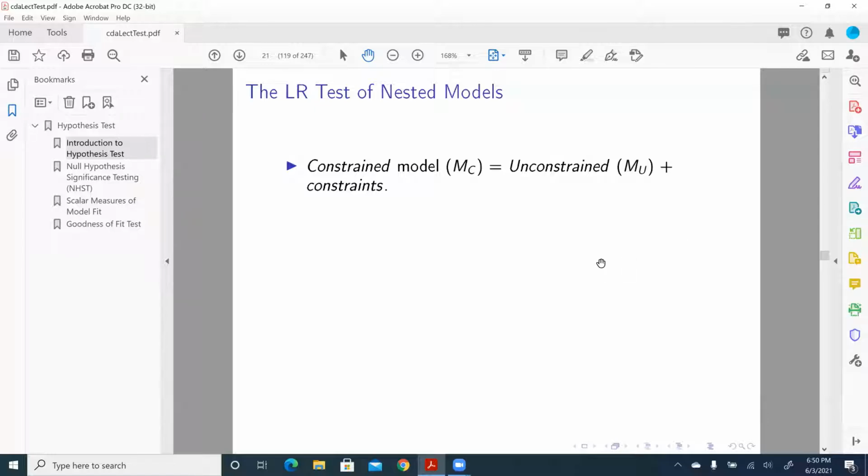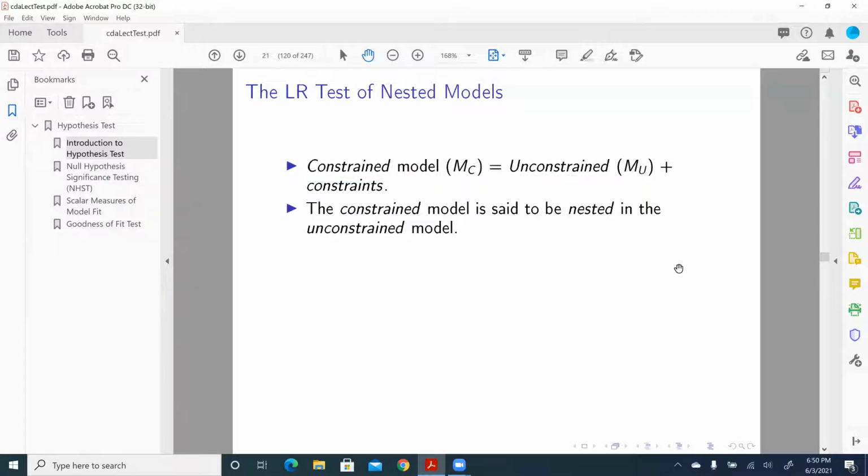So here we have two models. One is called the constrained model. The constrained model is the unconstrained model plus the constraints, and the constrained model is said to be nested in the unconstrained model. So the unconstrained model supposedly should have more parameters than the constrained model.